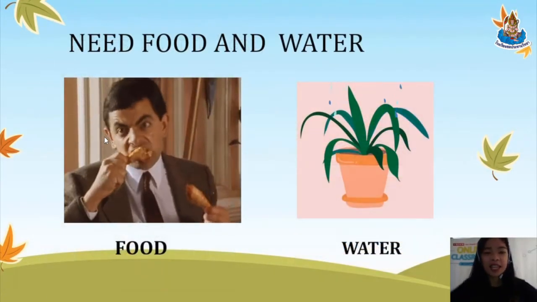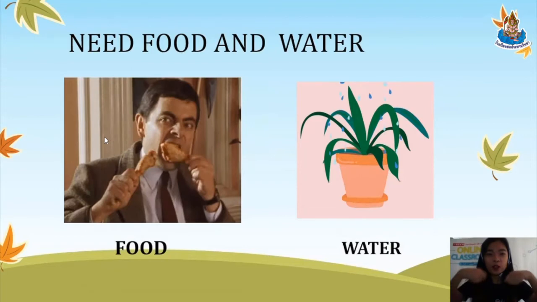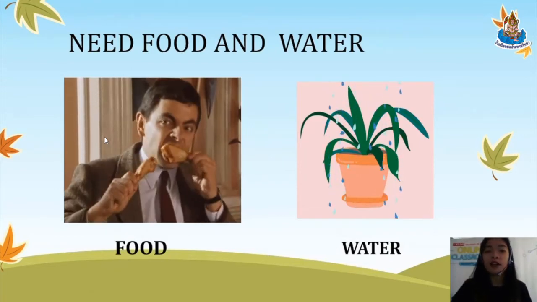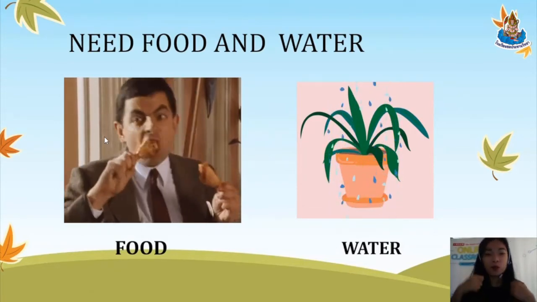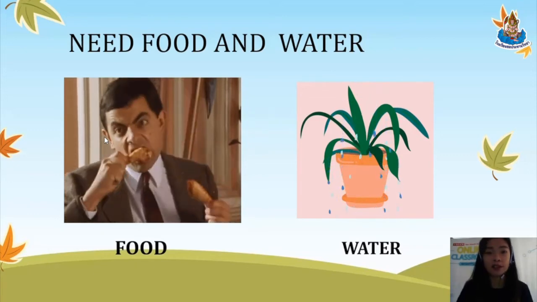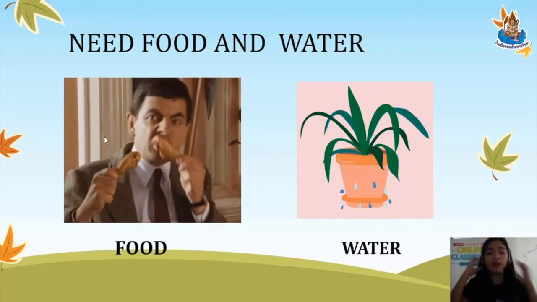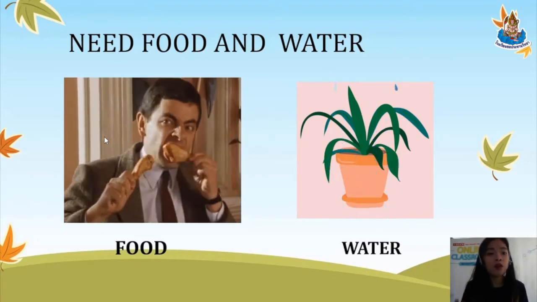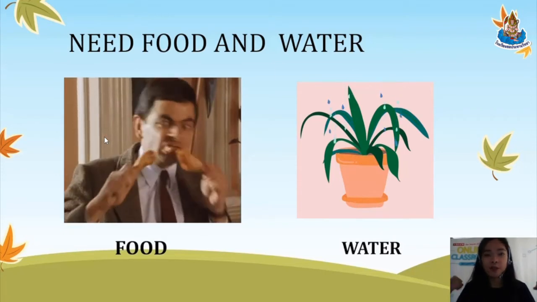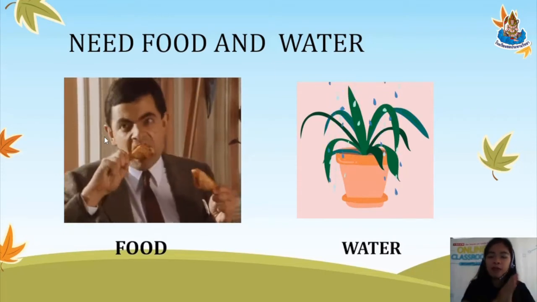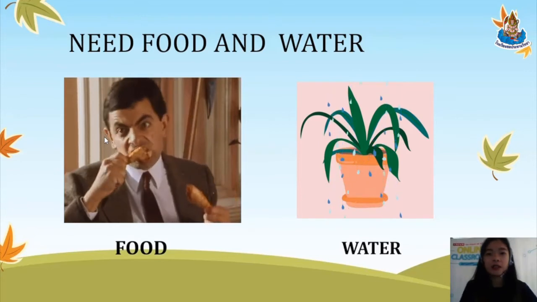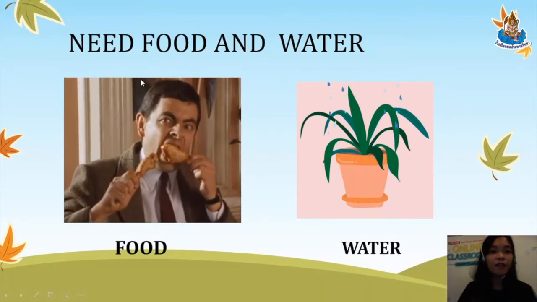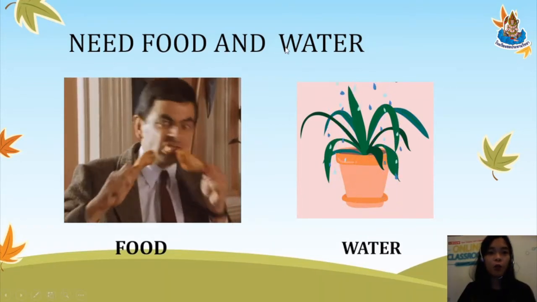Next, living things need food and water. Living things need to eat food and drink water. So we can grow, we can have energy, because if we don't eat, we will feel weak. So living things need food and water.